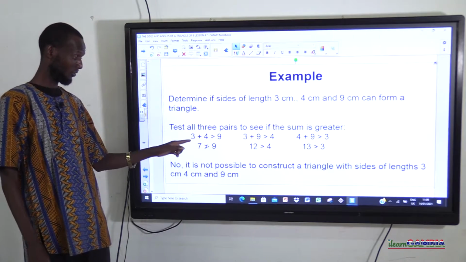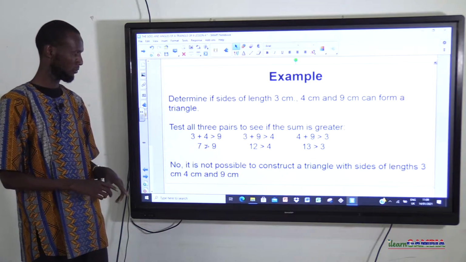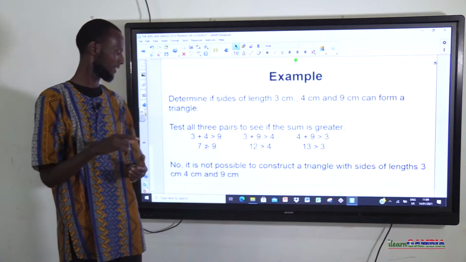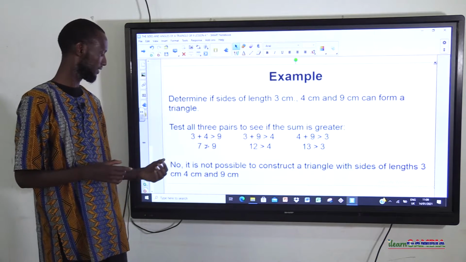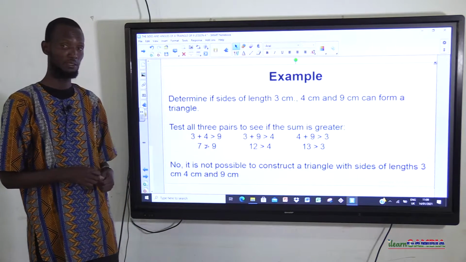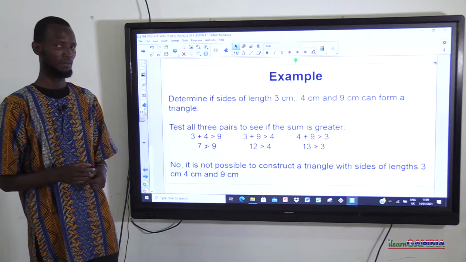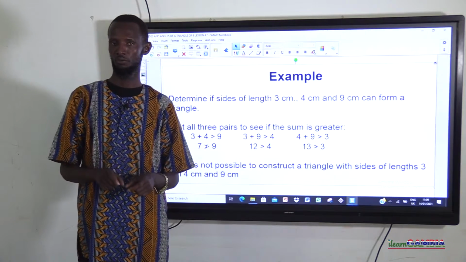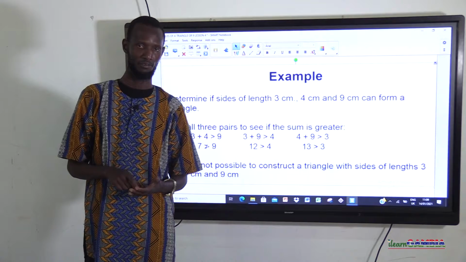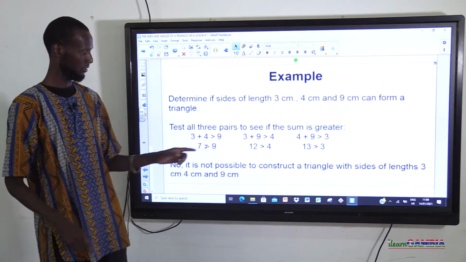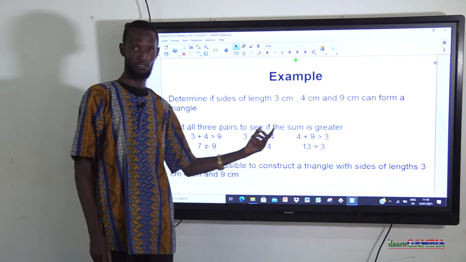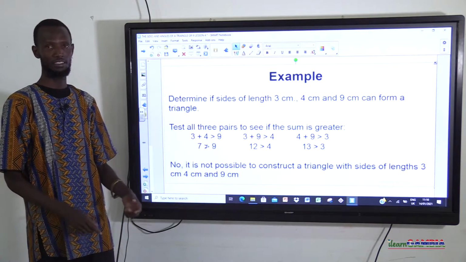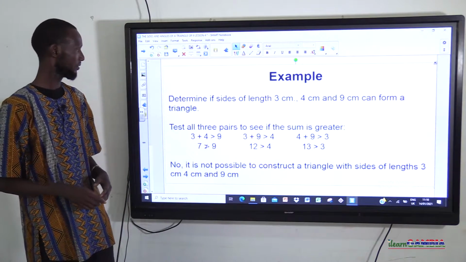So, no, it is not possible to construct a triangle with sides of length 3 centimeters, 4 centimeters, and 9 centimeters. I must keep emphasizing that all 3 have to work. Even if one doesn't work, then they cannot form a triangle. So in this case here, although 2 of the scenarios worked, one of them did not work. So therefore, these 3 sides cannot form a triangle.